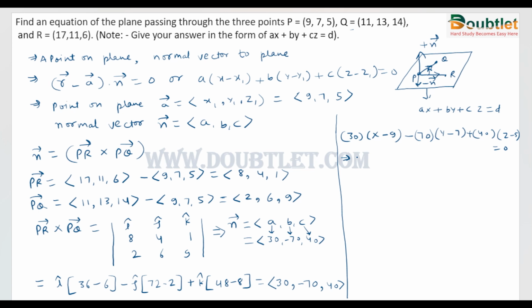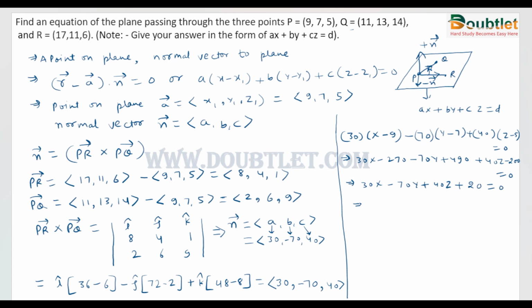So if we solve this, what we will get? We will get 30x minus 270. Here we will get 70y plus 490. This will become 40z minus 200 is equal to 0. So on solving, we will get this as 30x minus 70y plus 40z. So here it will become minus 270 minus 200, minus 470, and here it is plus 490. So if we subtract 470 from 490, we will get 20.